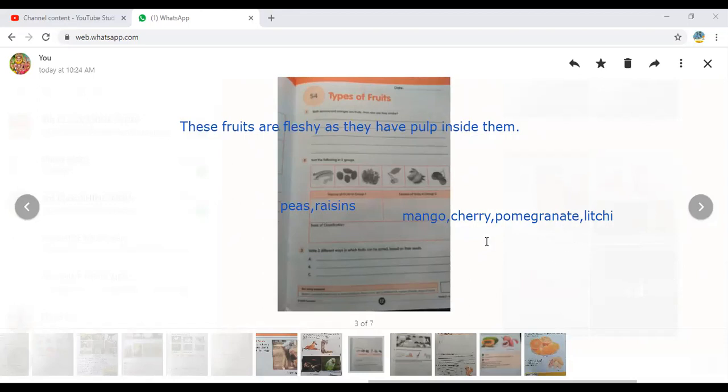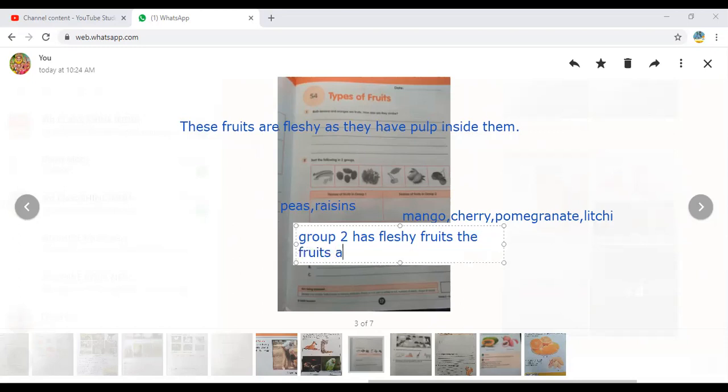Basis of the classification. How we have classified them? Now we are going to write that further. Group 2 has fleshy fruits. The fruits are classified on the basis of whether they have pulp or not.